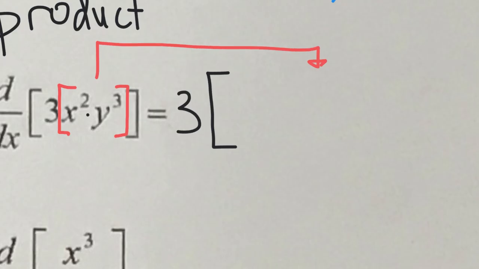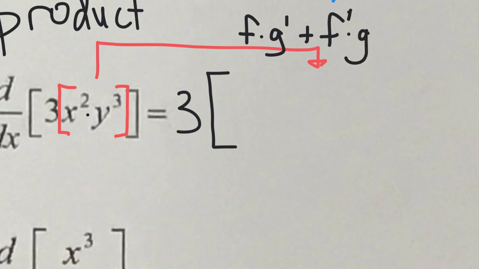Okay, so we're going to use the product rule on x squared y cubed. So the product rule says we do f times g prime plus f prime times g. Or you can flip those around and do f prime g plus f g prime. Right, you take the derivative of one thing and multiply it by the other left alone, and you take the derivative of the other, multiply it by the first. So let's do it that way.